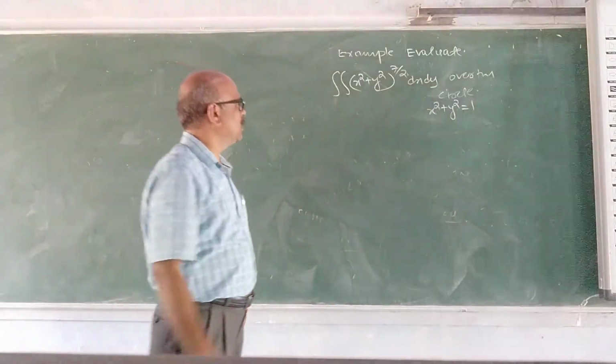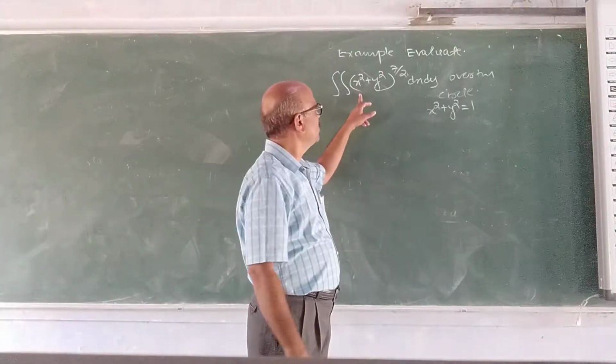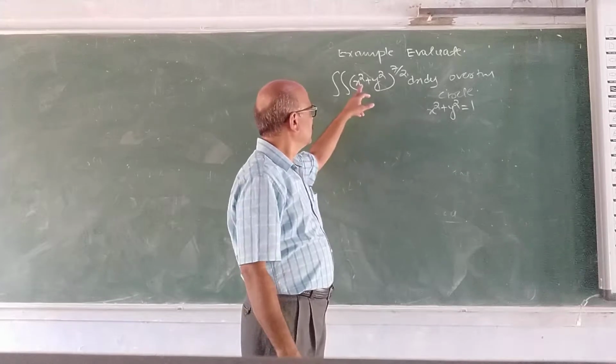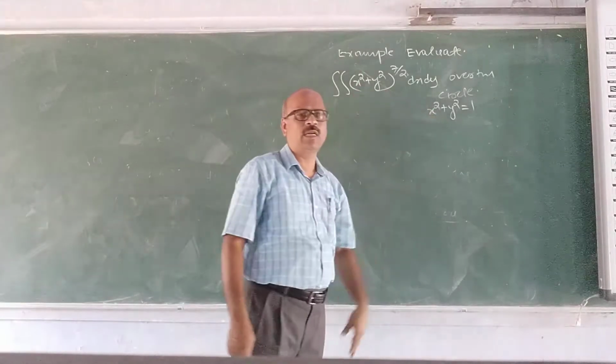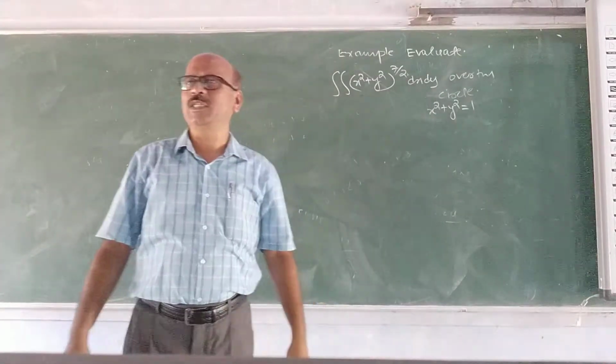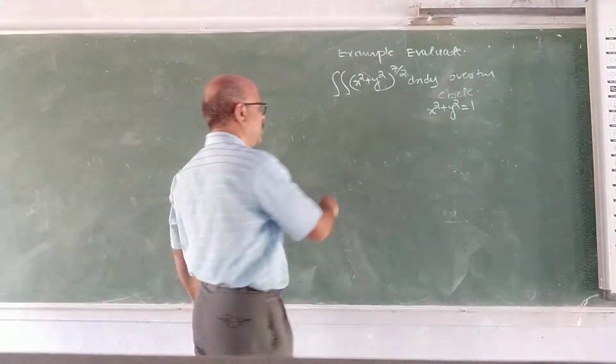Change of variables in double integrals. The problem is to evaluate the integral of (x² + y²)^(7/2) over this circle. What is change of variables in double integrals?